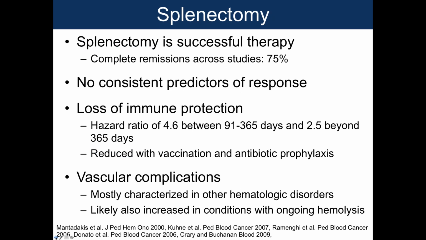In this setting, this has mostly been characterized in other hematologic disorders, such as hereditary spherocytosis or thalassemia. That becomes important to note because we don't know what role ongoing hemolysis following splenectomy plays in the development of the vascular complications. So it may be that this is more related to ongoing hemolysis, in which case it would not be an issue or a concern for patients with splenectomy following ITP.